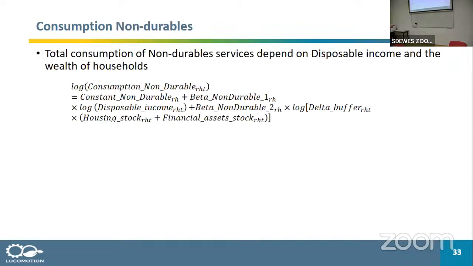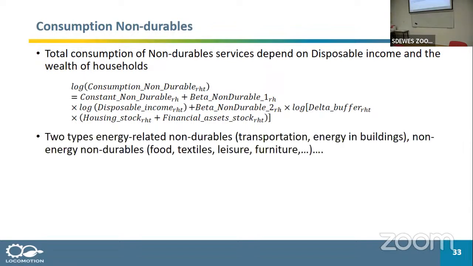So for the non-durables, once we have the durables, we have the consumption of durables that also depends on the income and the wealth. These are parameters that have been estimated on the basis of the joint micro database that we have developed. And then we have two types of non-durables: the energy-related and the non-energy related.